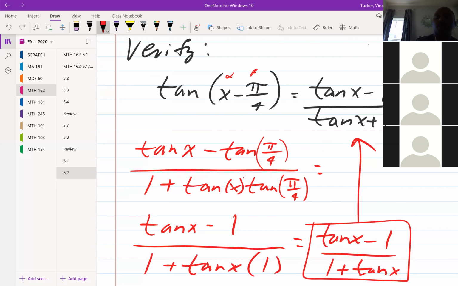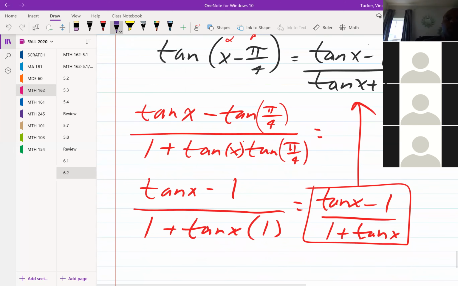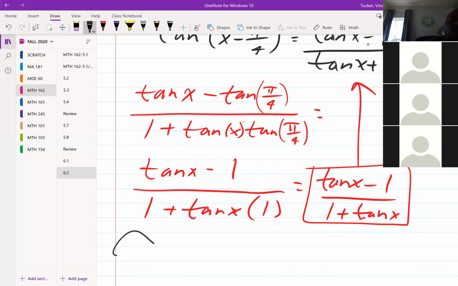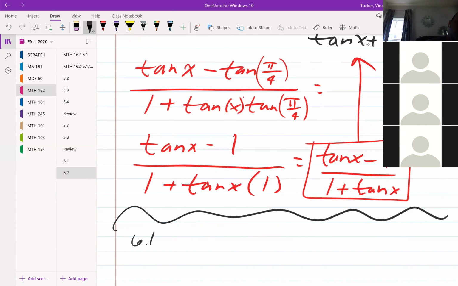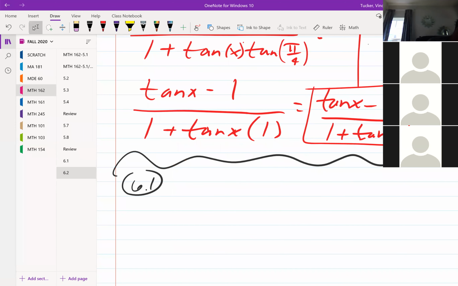All right, questions? All right, so before we go, let's do at least one problem out of 6.1, just to reemphasize what we talked about. Let's see, what's a good one?